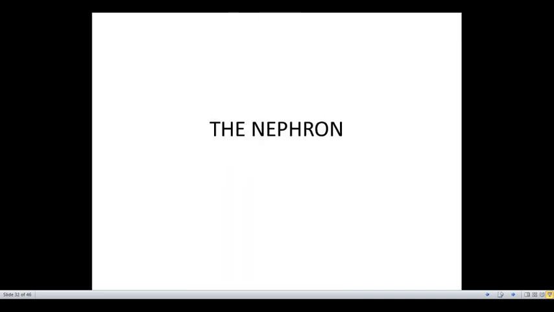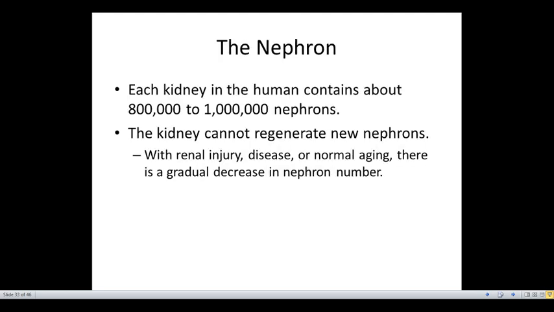Having discussed the important features of renal blood supply, let's now start the study of the nephron, which is the functional unit of the kidneys. Each kidney in the human contains about 800,000 to 1 million nephrons. The kidneys cannot regenerate new nephrons. Therefore, with renal injury, disease, or normal aging, there is a gradual decrease in nephron number.